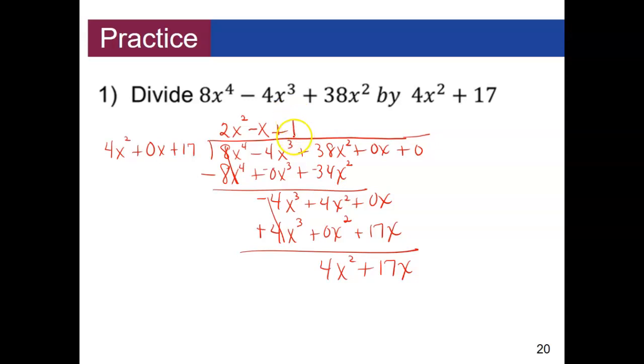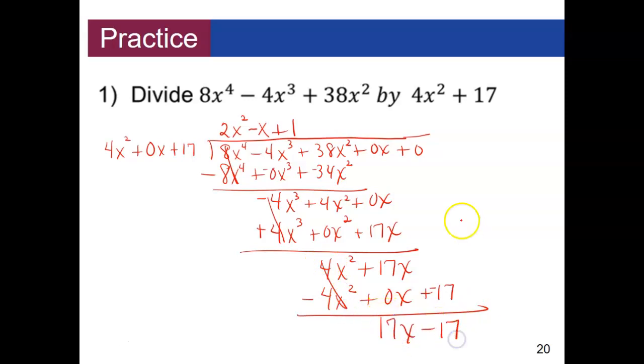So we definitely need to put that there. So 1 times 4x squared is 4x squared. 1 times 0x is 0x. And then I've got plus 17. Change the signs, and I end up with 17x minus 17. So my answer then is that I'm going to have 2x squared minus x plus 1, and then plus 17x minus 17 over 4x squared plus 17.